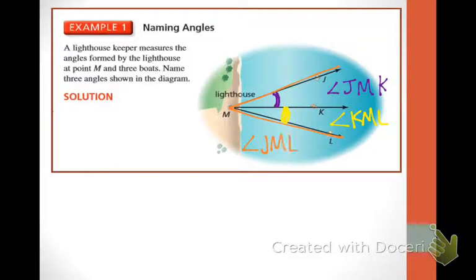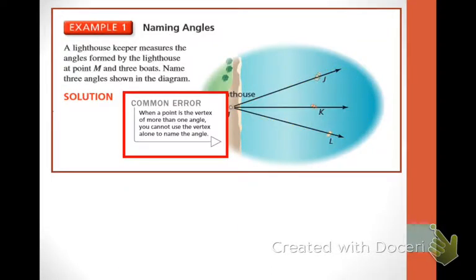JML. Sweet. Here are the 3 ways to name them. You can reverse any of the letters to KMJ, LMK, or LMJ. But these are the answers.